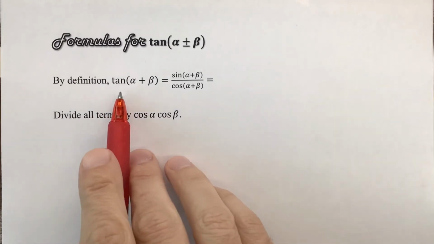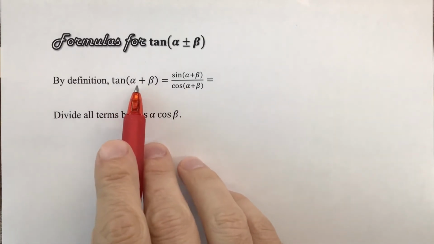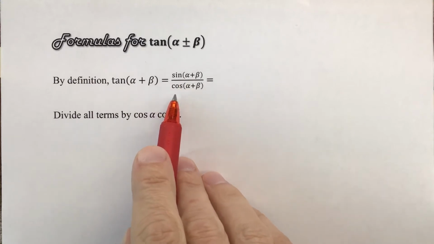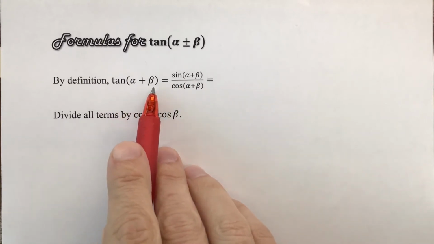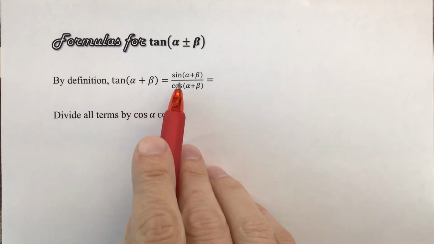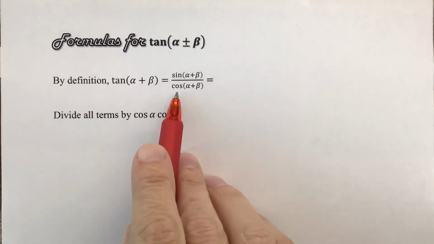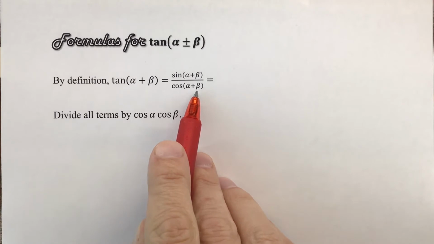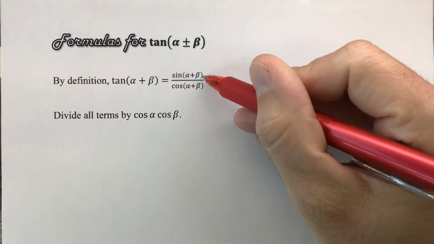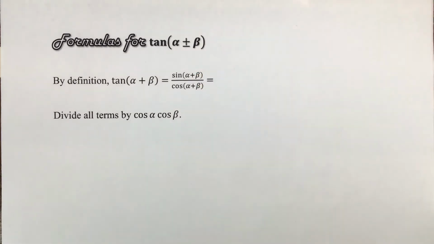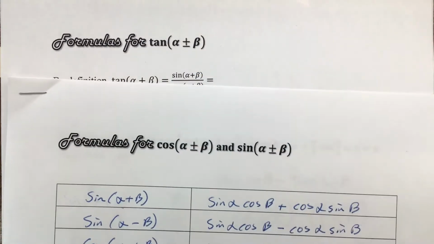Now, all of this is going to begin by using an identity. Recall that the tangent of some angle would be equal to the sine divided by the cosine of that same angle. So if we've got the tangent of alpha plus beta, we can actually rewrite that as the sine of alpha plus beta divided by the cosine of alpha plus beta. And we actually have formulas for these in a way that we can split up the alpha and the beta. Okay, so I'm going to recall those.